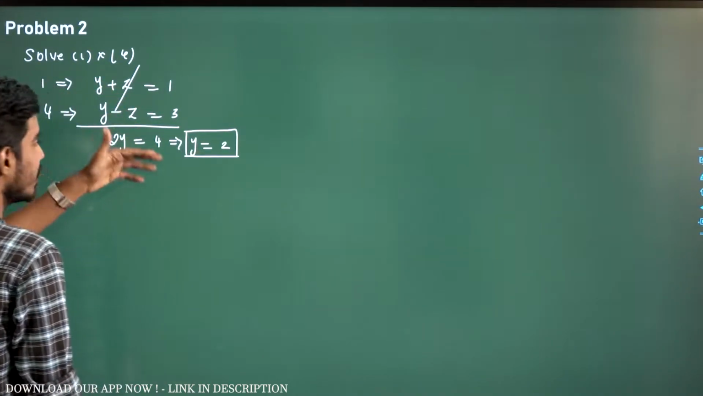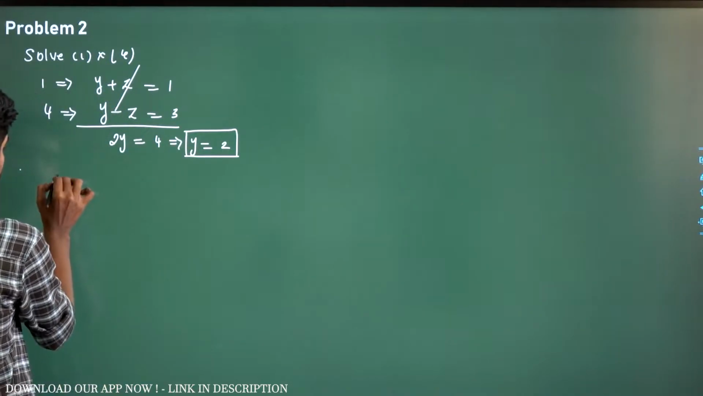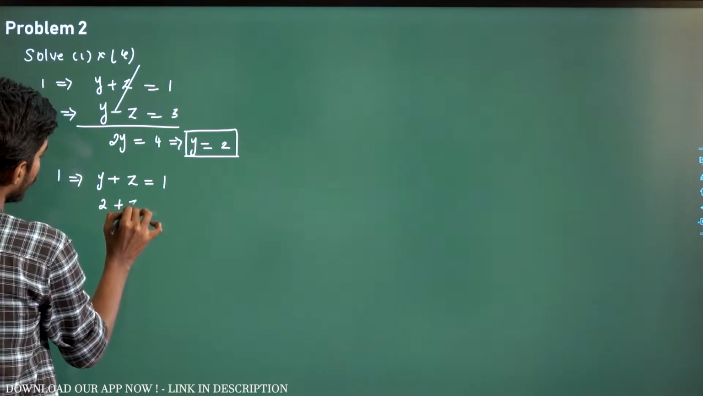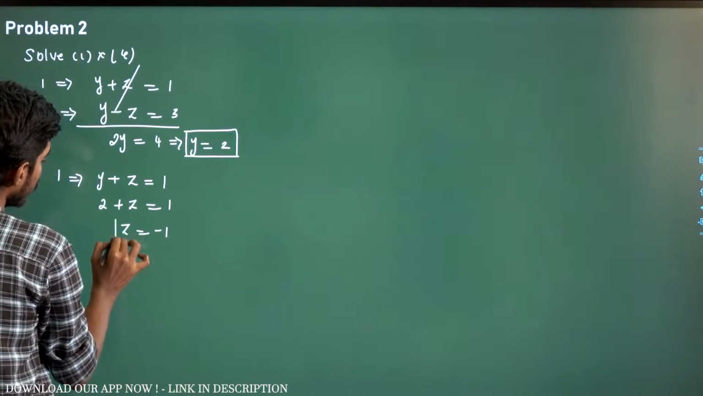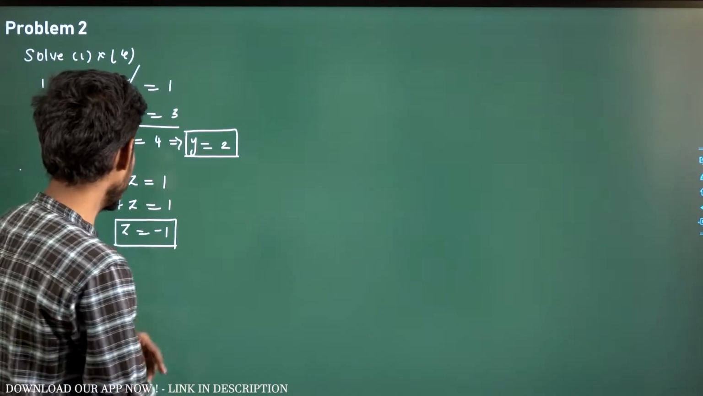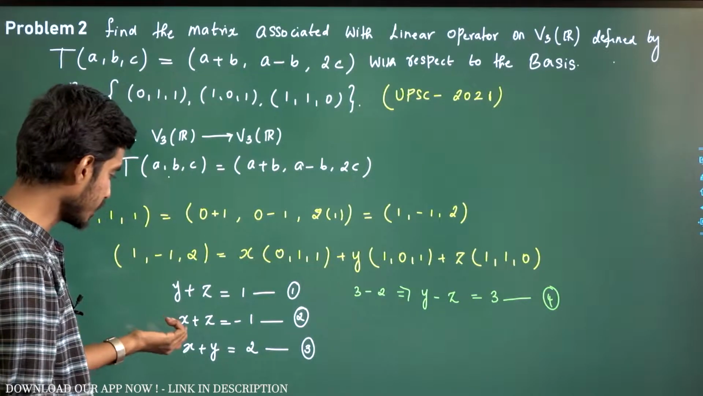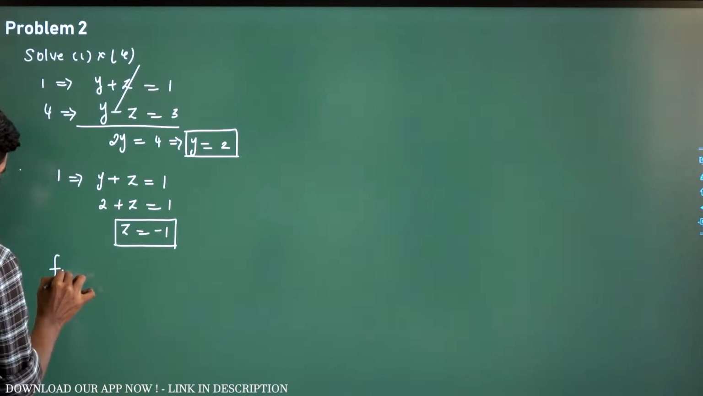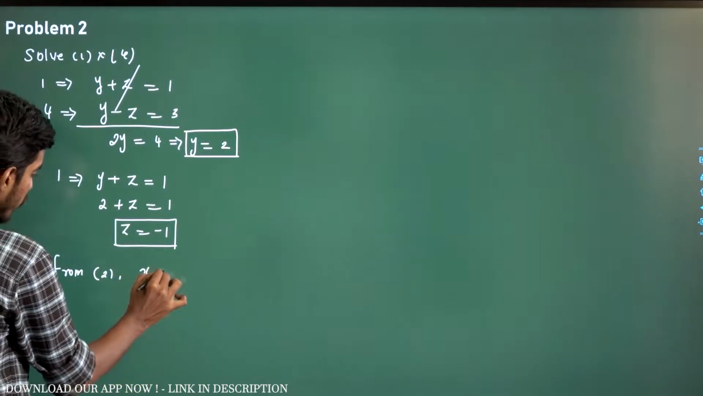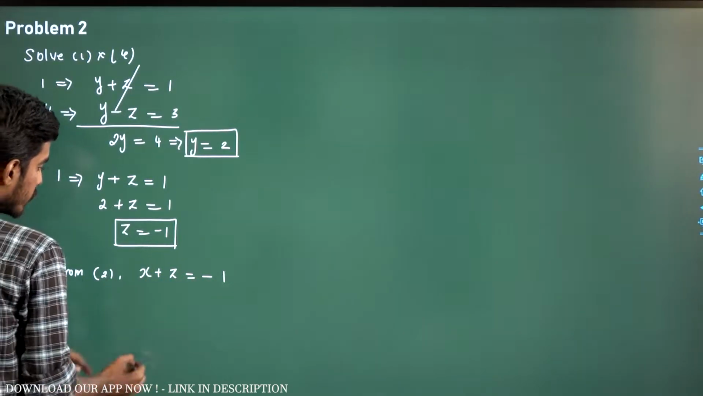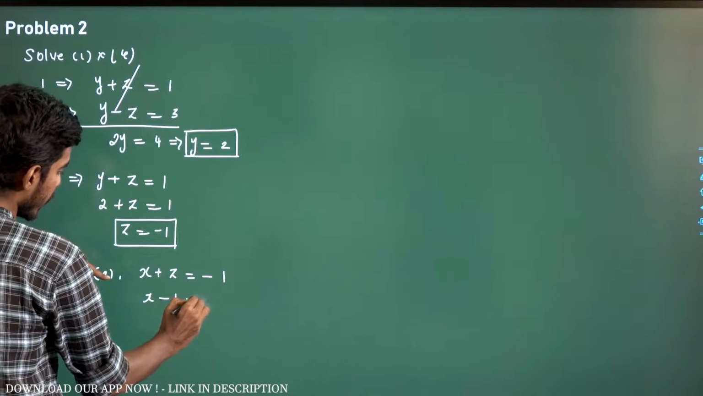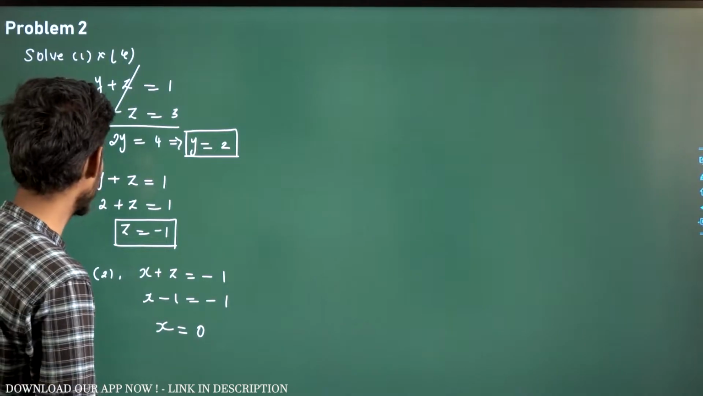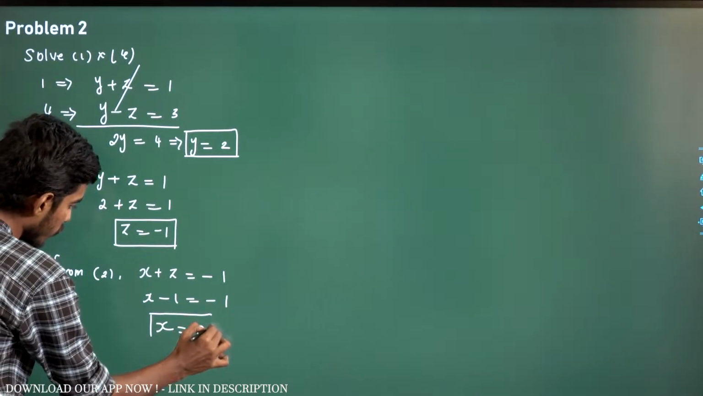And substitute back, very simple. Substitute back in any one of the equations. From 1 we have y plus z is equal to 1, and since y is 2, we have 2 plus z is equal to 1. That means z is equal to minus 1. Now we know y and z, and we need to find x. From 2 we have x plus z is equal to minus 1. We don't know x, but z is minus 1, so x will be equal to 0, since minus 1 plus 1 is 0.